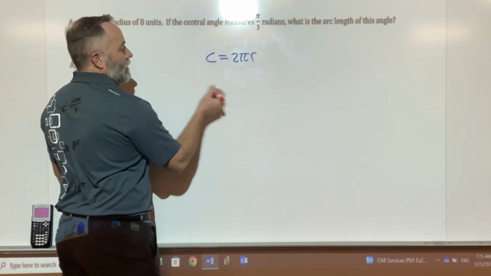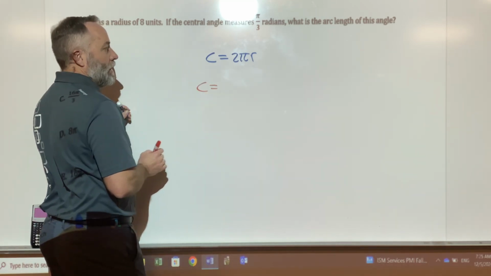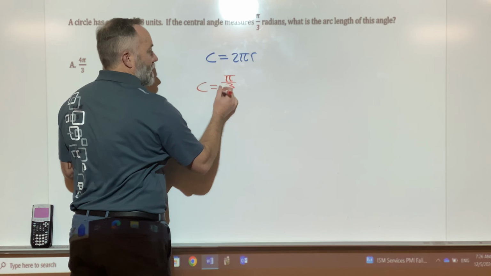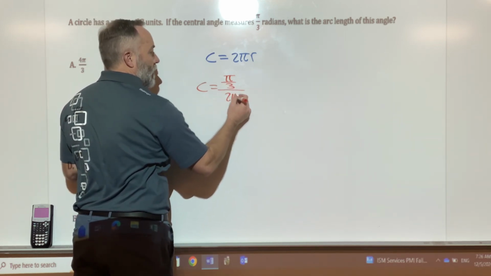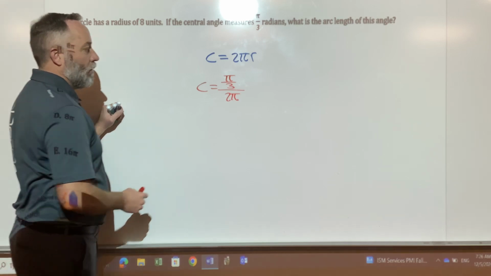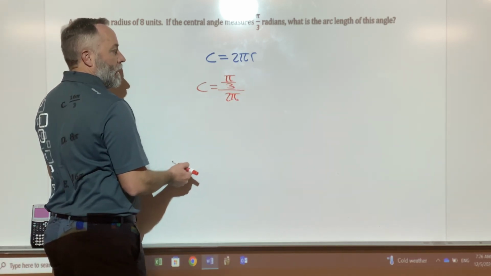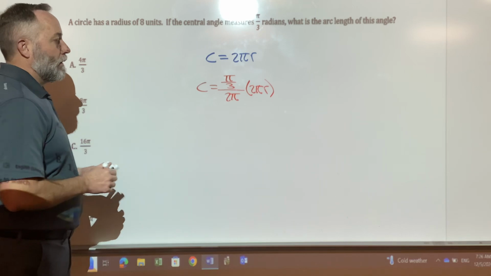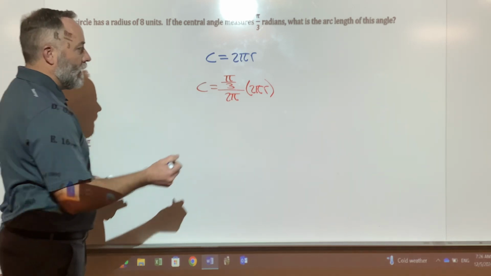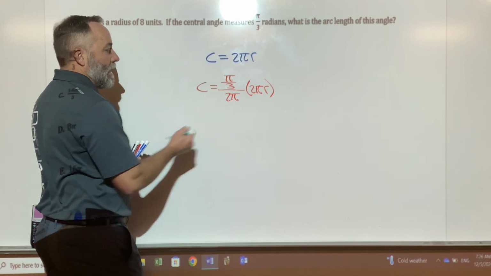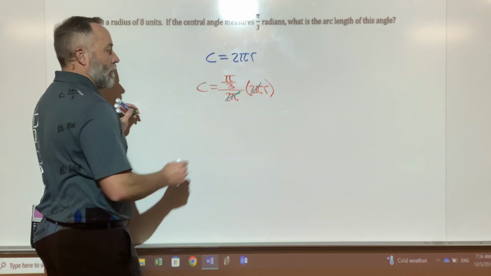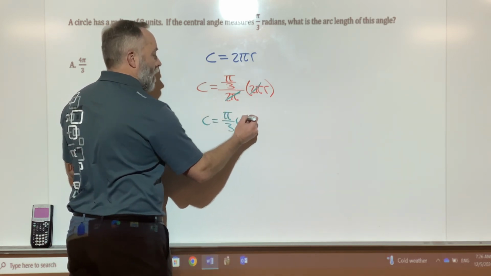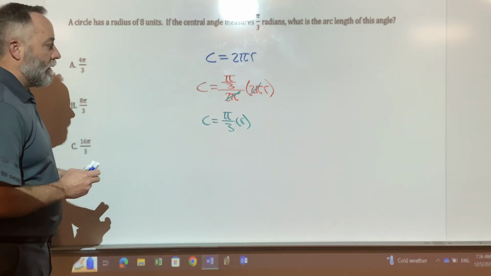So what happens here, just so we can see why the formula is the way it is, we take our central angle, which is pi thirds, and we see how much of that compared to a full circle, which is 2 pi. So that's the proportion of the full circle that we're looking at, but we still need to multiply that by 2 pi r, the total circumference. If you look at that, you can see that the 2 pi's will just cancel each other out, and we're left with c is equal to pi thirds times r.